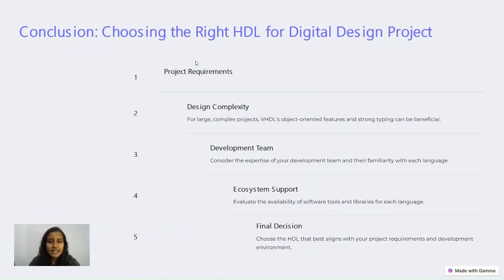Conclusion: choosing the right HDL for a digital design project. Project requirements: design complexity. For large, complex projects, VHDL's object oriented features and strong typing can be beneficial. Development team. Consider the expertise of your development team and their familiarity with each language. Ecosystem support. Evaluate the availability of software tools and libraries for each language. Final decision: choose the HDL that best aligns with your project requirements and development environment.